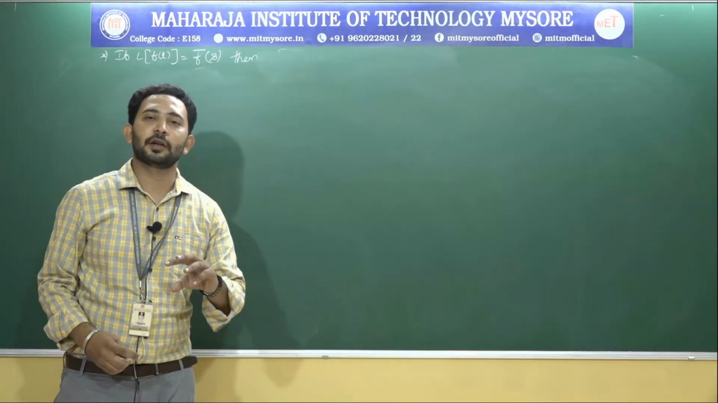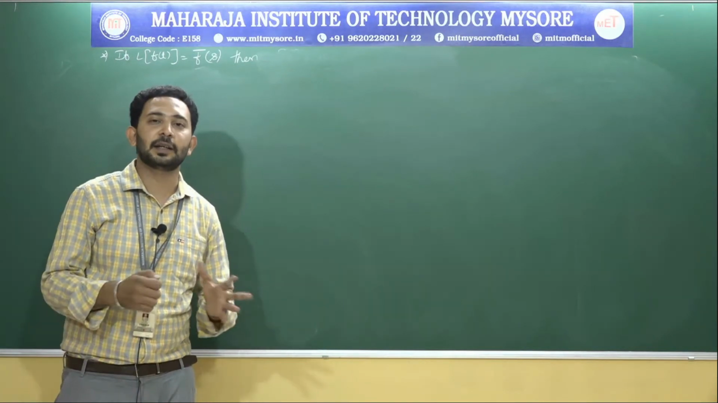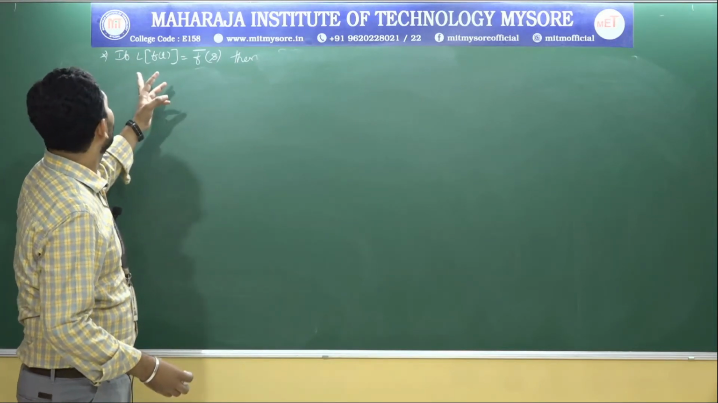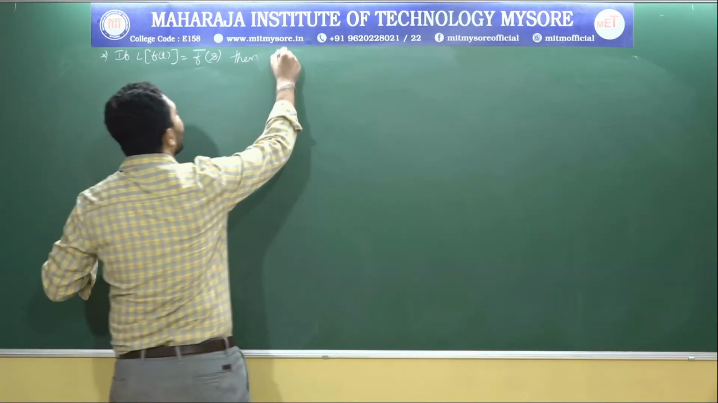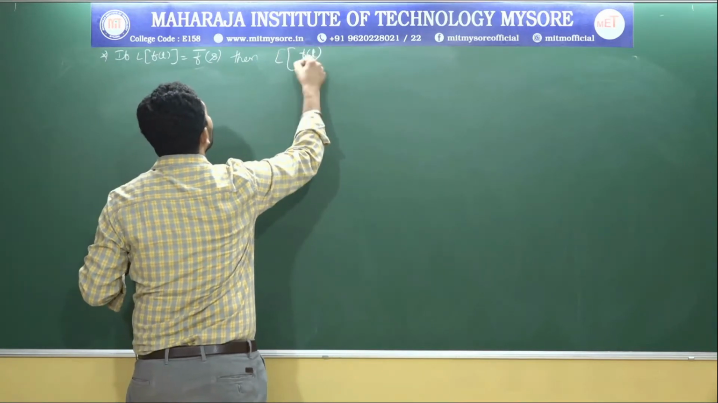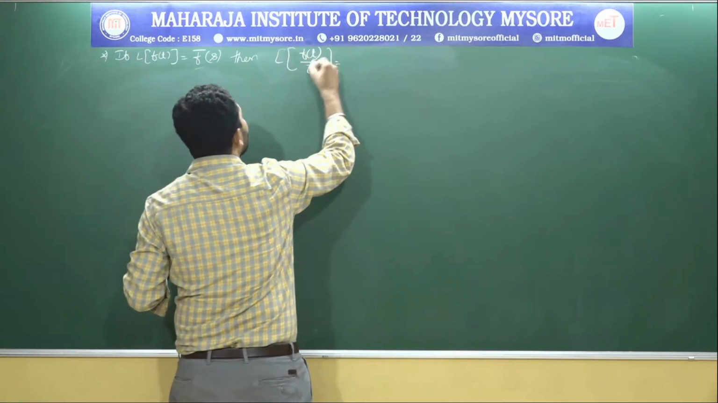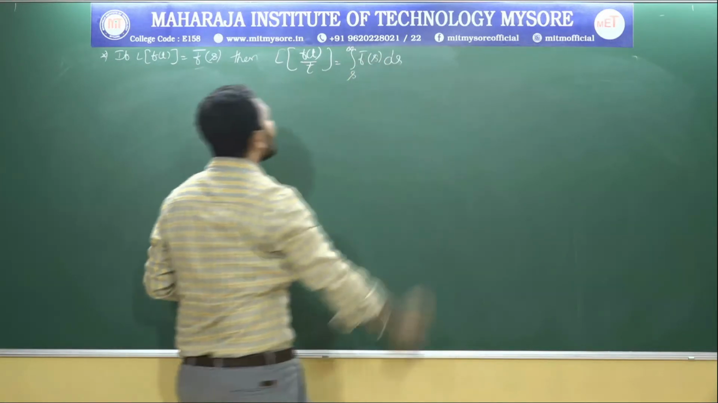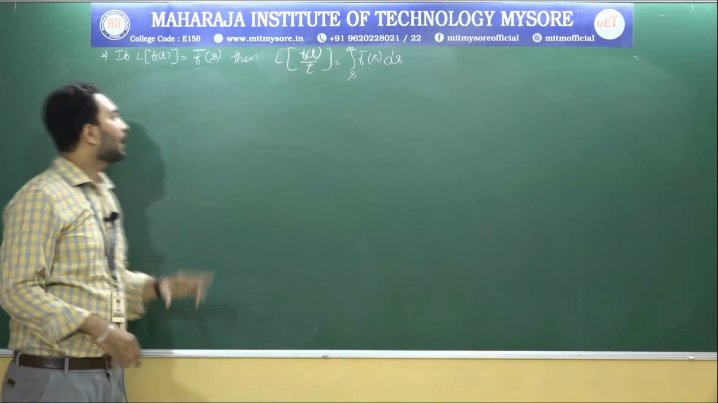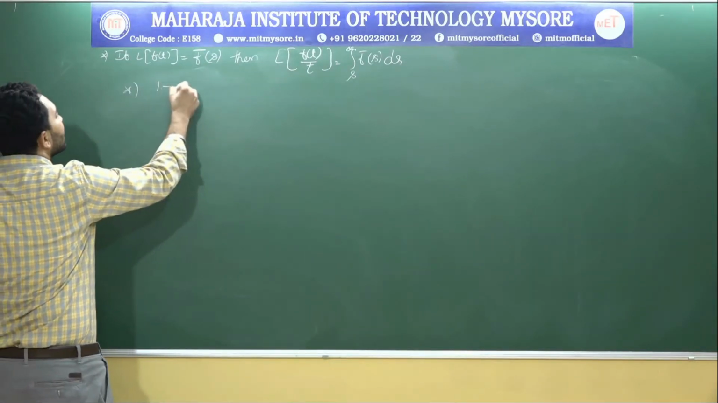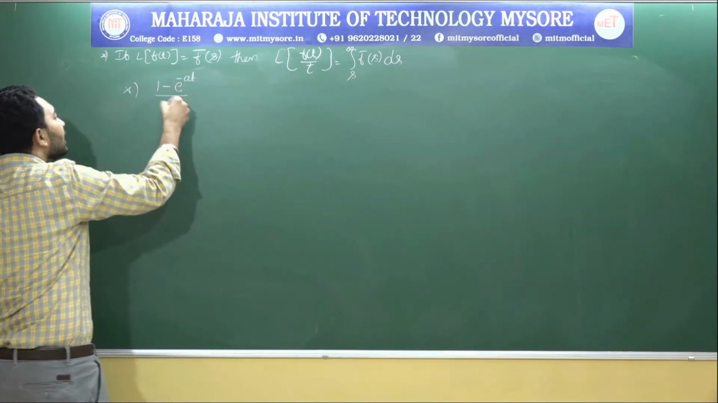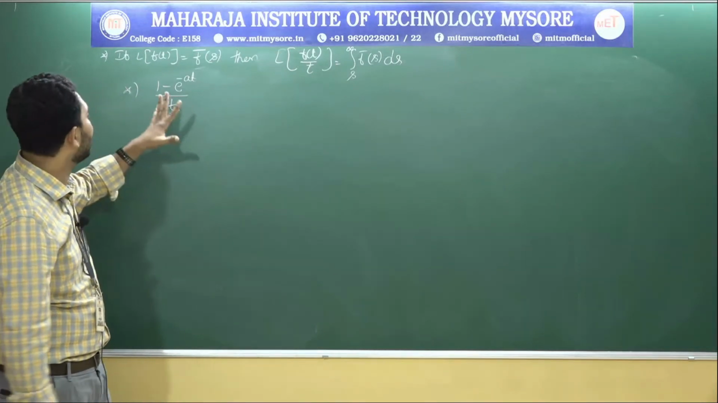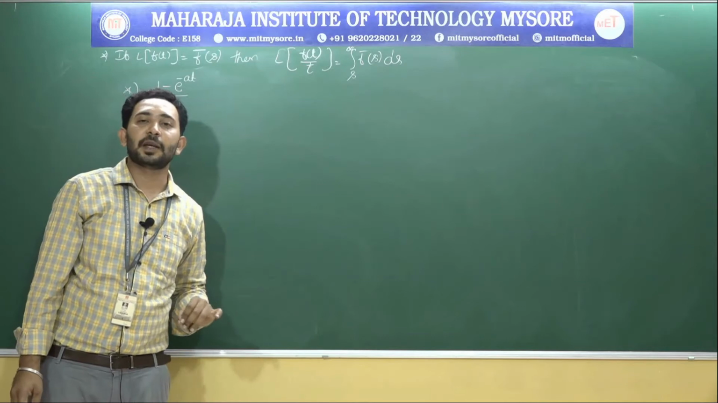Okay, let's solve some problems on property number 3, that is the integrating transform property. That is, if we have Laplace of f of t equals f bar s, then Laplace of f of t by t is the integral from s to infinity of f bar s into ds. For example, 1 minus e power minus at divided by t. So it is in the form of f of t divided by t. If I take f of t as 1 minus e power minus at.